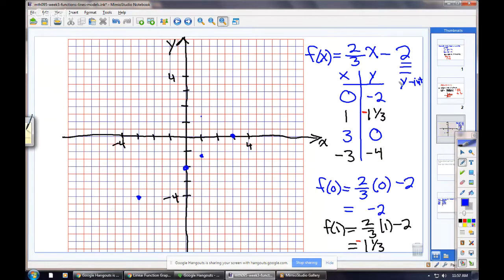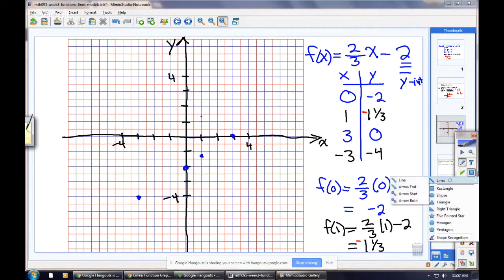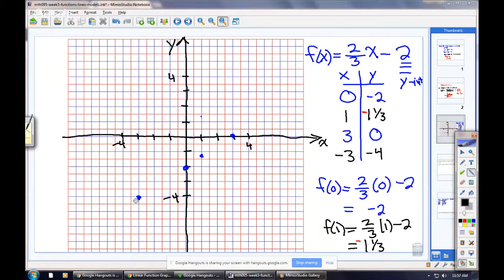And I was hoping they would, because they have a slope there. So let's see if I can get my line tool. So here is my line. And let's make that line a different color. Oops, what happened? There we go. Let's make it blue. All right. So things worked out well.